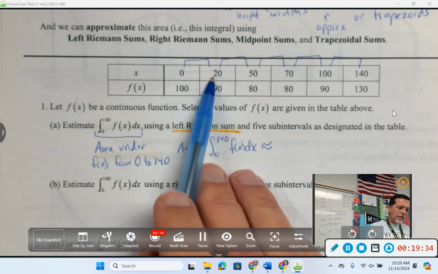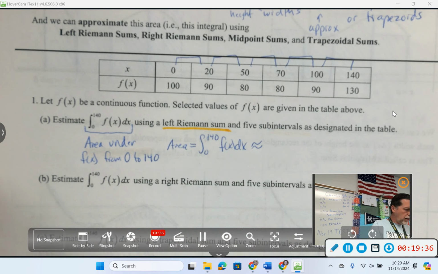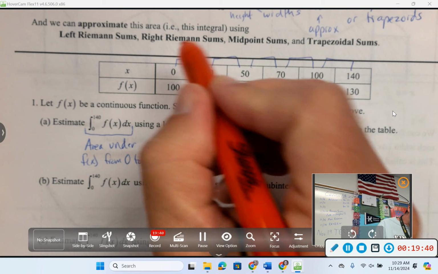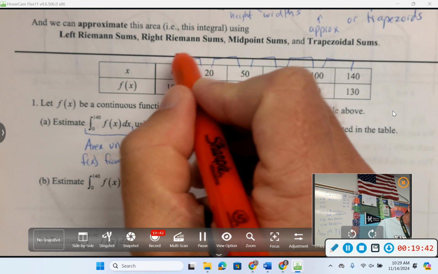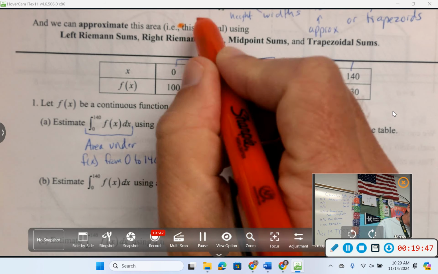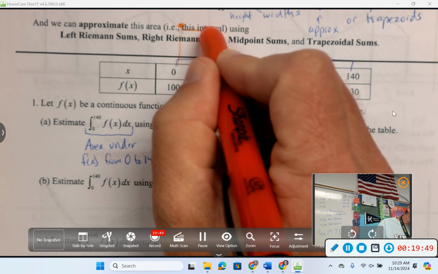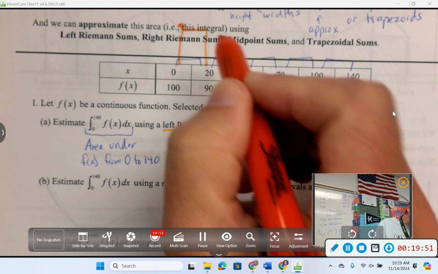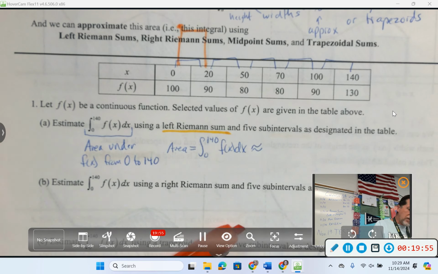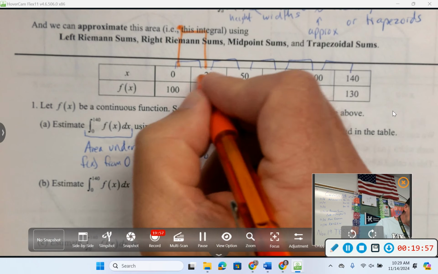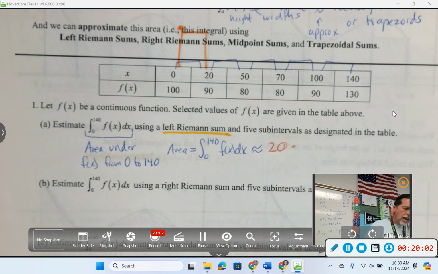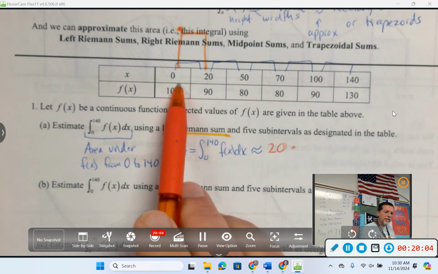This first rectangle is 100 high, and how wide is that rectangle? 20. So if we're going to do base times height, the width is 20. The width of that rectangle is 20.